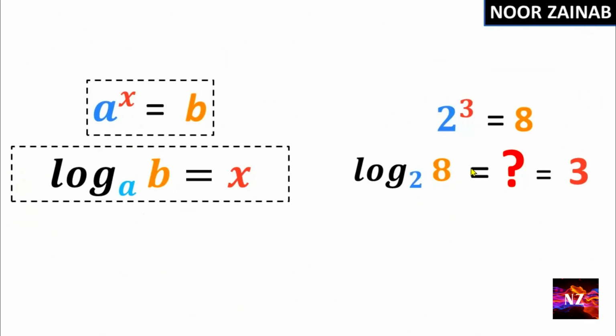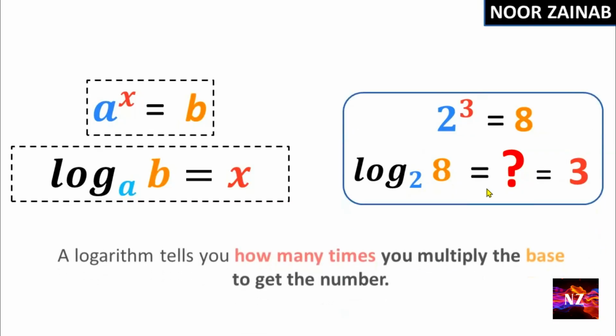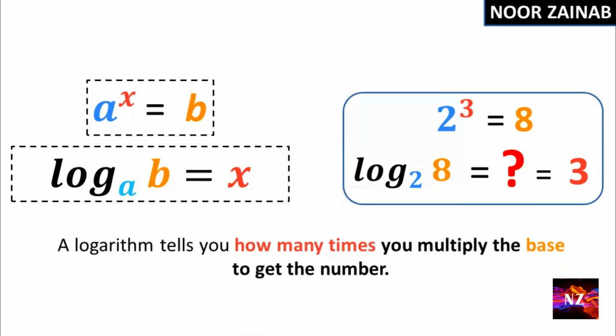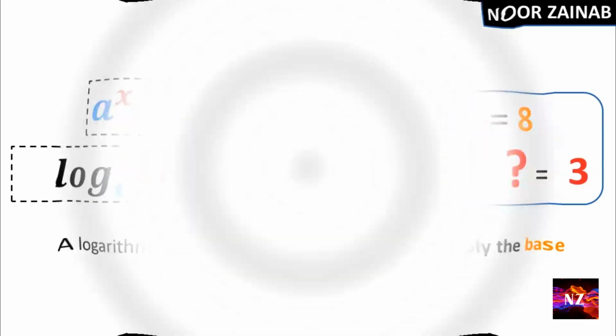Let's suppose we have to find the log of 8 with base 2. It means how many times we have to multiply 2 to get 8. And the answer is 3, because if we multiply 2 three times, we get the answer 8. Remember that a logarithm asks a question: how many times we have to multiply the base to get the number. So let's start the laws of logarithms.